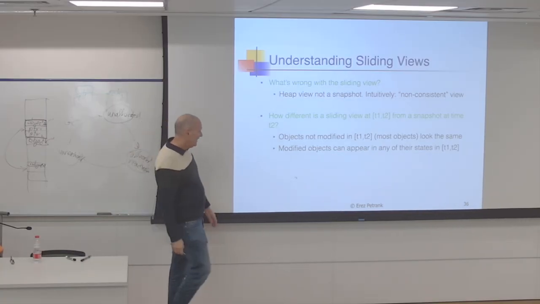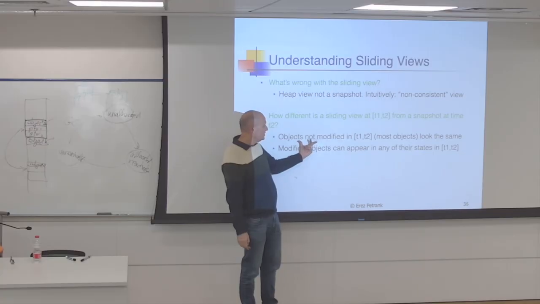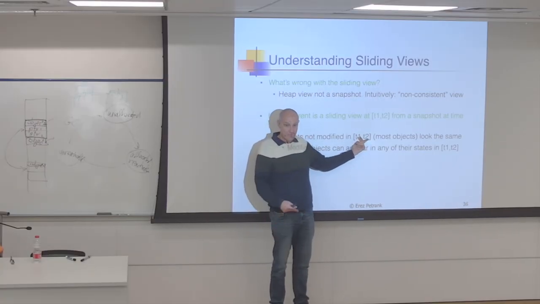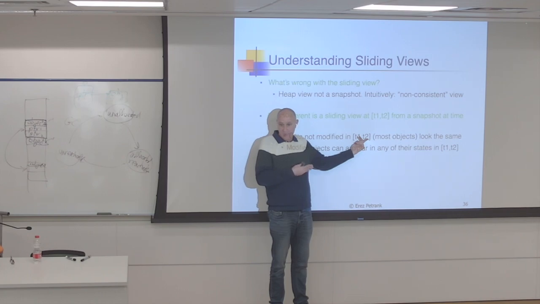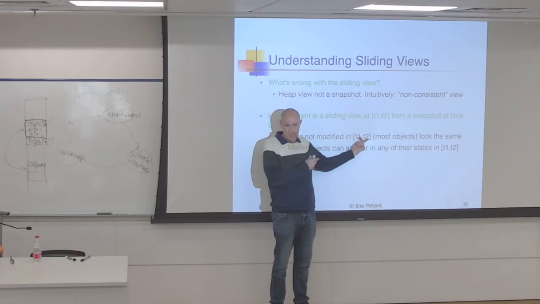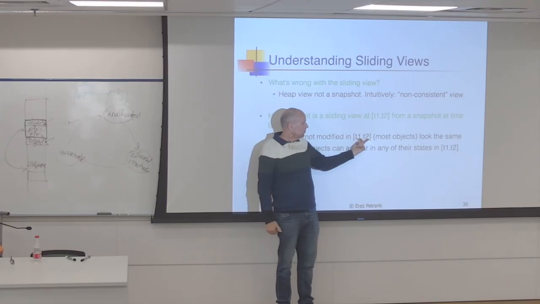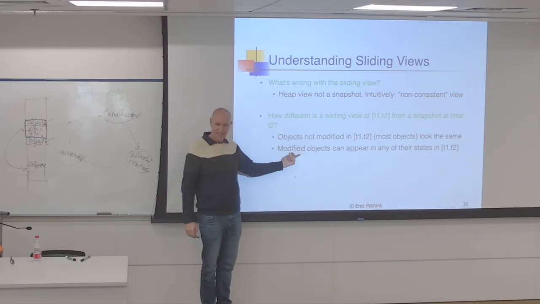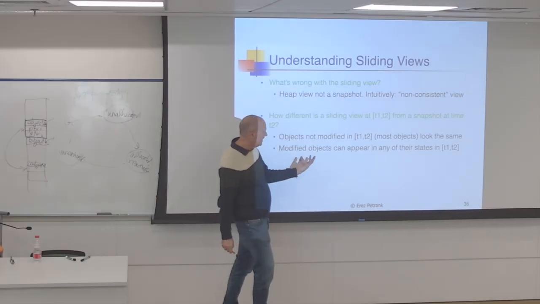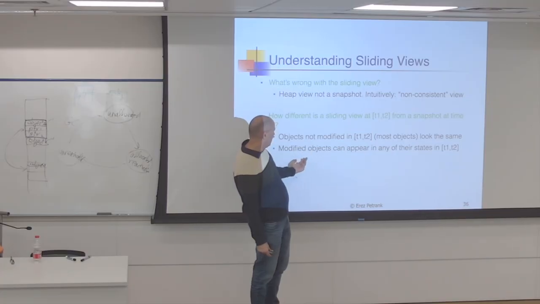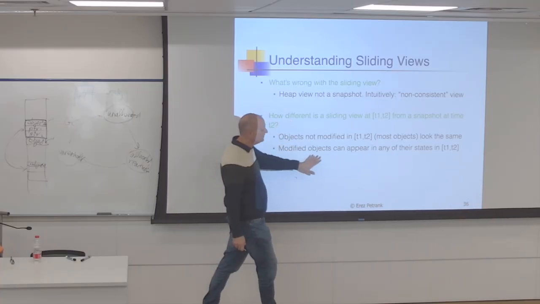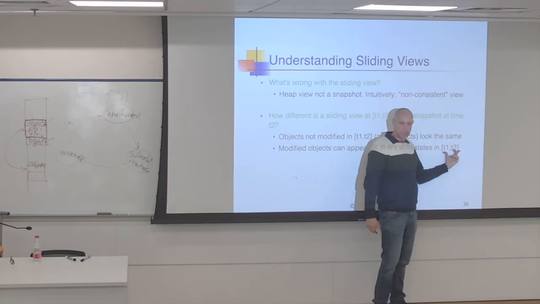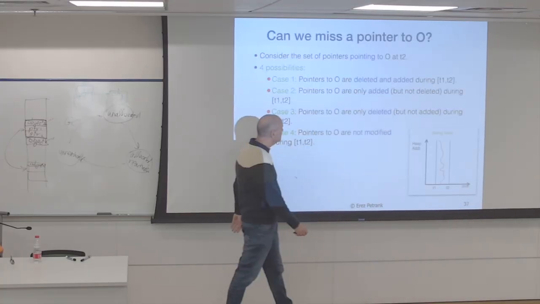So let's see what the difference is. If an object is not modified during all this time, then what the sliding view reads for me will be the same value as the value at T2, which is what I want. I want to see the value at T2. So if it's not modified, that's perfect. If it's modified, let's see how. If it's modified, I can see it somewhere between T1 and T2. I don't know where. So what can happen?